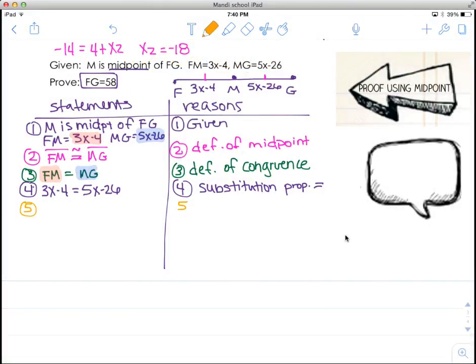Okay, so step 5, we're going to want to start to solve this. So I am going to subtract 3x from both sides. So that leaves negative 4 equals 2x minus 26. That is the subtraction property of equality.